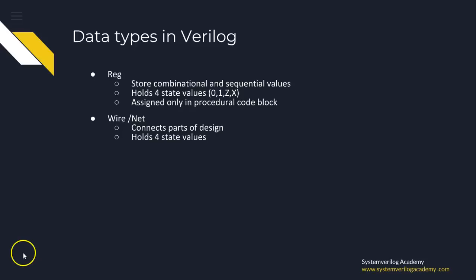Data types in Verilog. First you will learn the data types in Verilog HDL, and then we'll see what are the additions in SystemVerilog. In general, there are two types of data in Verilog, register and wire.